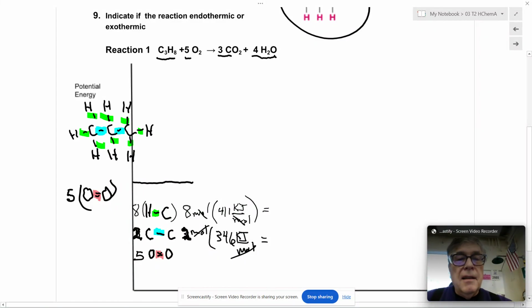Everything else going okay at the moment? Anything else need changed? Oxygen, oxygen, double bond, 494.